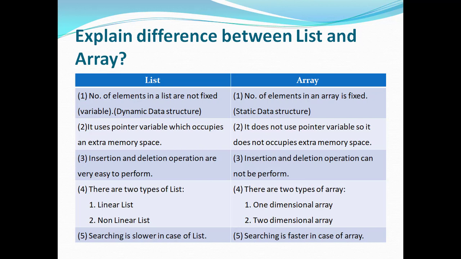So here in the list, the number of elements is not fixed, but in array the number of elements is fixed. In list, pointer variables are used, but in array it does not use pointer variables. Then in list, insert and deletion operations are very easy, but in array insert and deletion operations cannot be performed easily. There are two types of list, linear list and non-linear list. But there are two types of array, one dimensional and two dimensional. Searching is very slow in the case of a list, but searching is very fast in the case of an array.